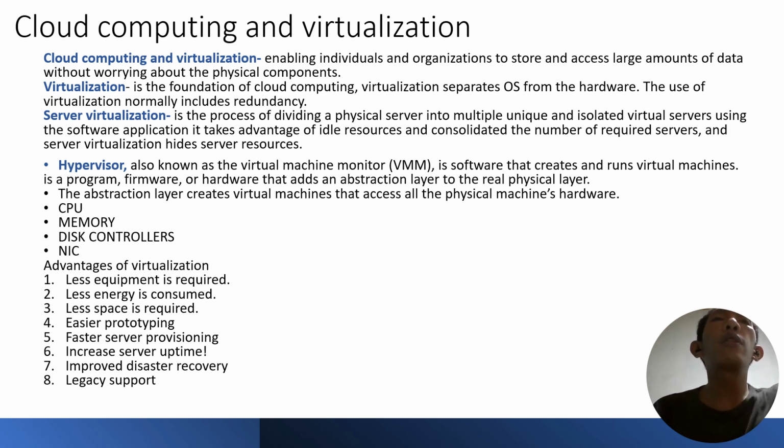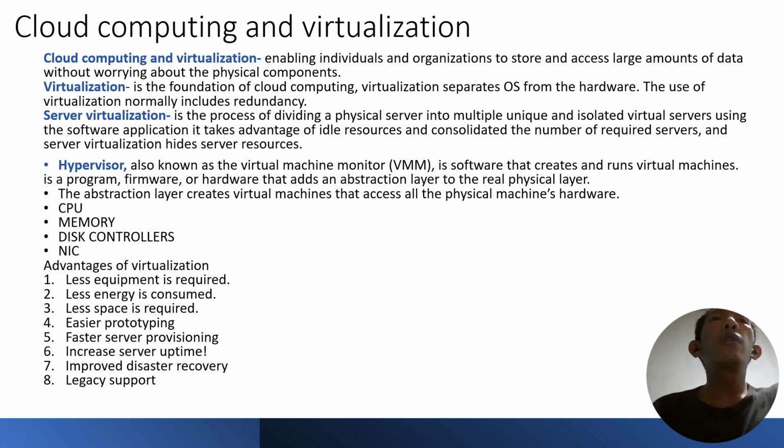Cloud computing and virtualization enable individuals and organizations to store and access large amounts of data without worrying about the physical components. Virtualization is the foundation of cloud computing. Virtualization separates the OS from the hardware. The use of virtualization normally includes redundancy. Server virtualization is the process of dividing a physical server into multiple unique and isolated virtual servers. Using a software application, it takes advantage of adding resources, and consolidates the number of required servers. Server virtualization hides the server resources.